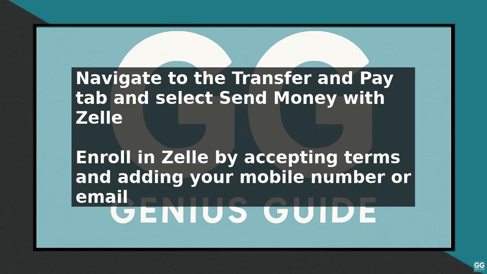To send money, select the account you want to use. Enter the recipient's U.S. mobile number or email address and the amount you want to send. You can also add a memo to the transaction for your records. Review the transaction details and confirm the payment.